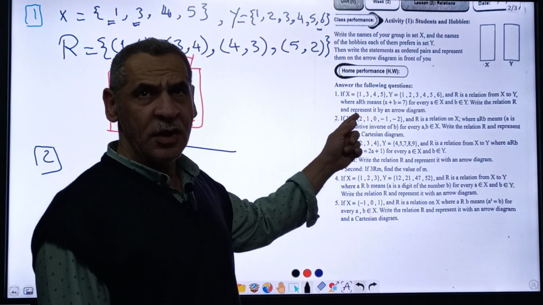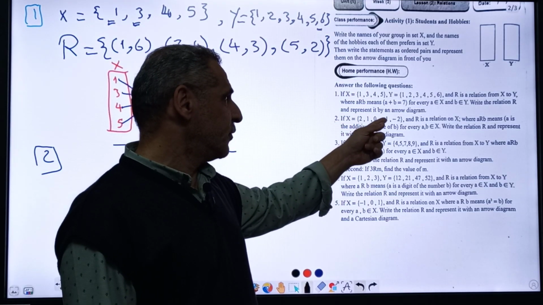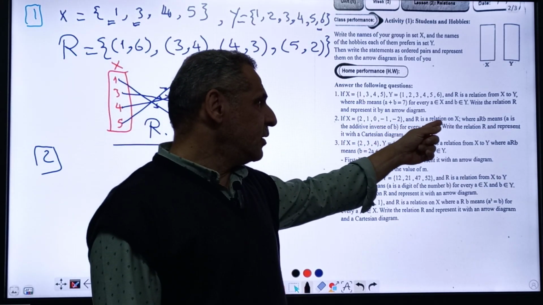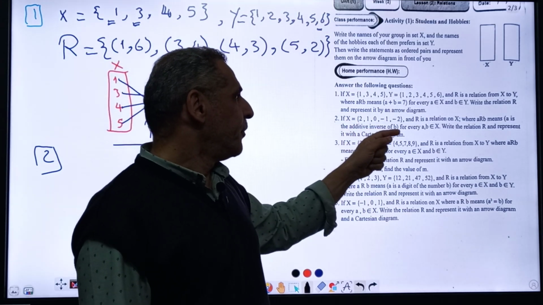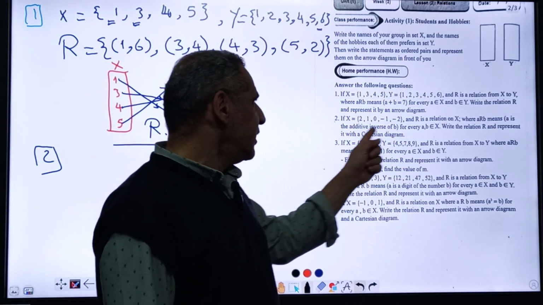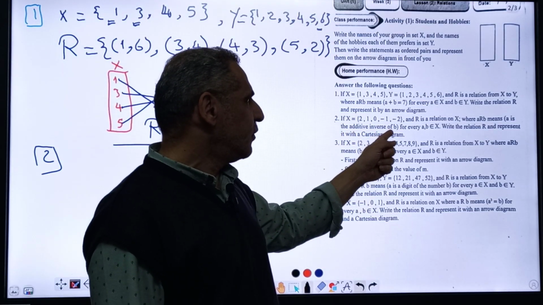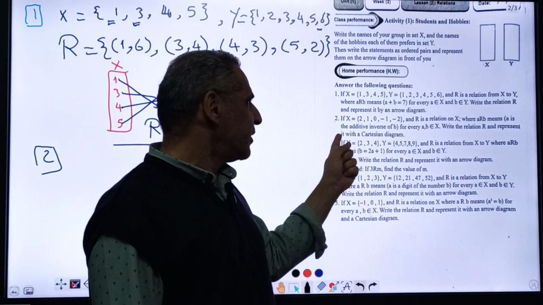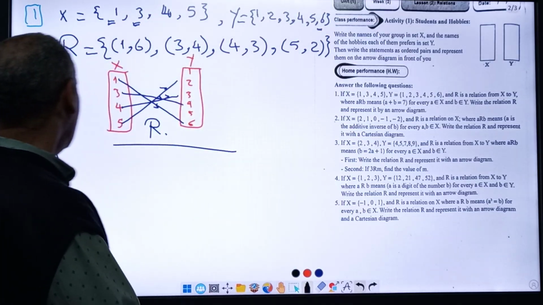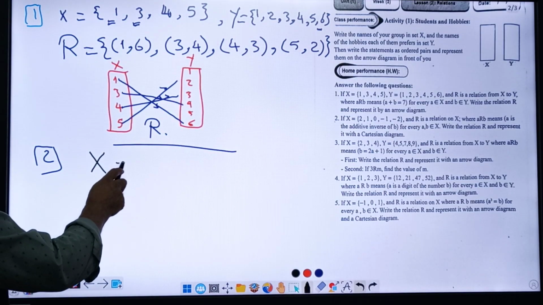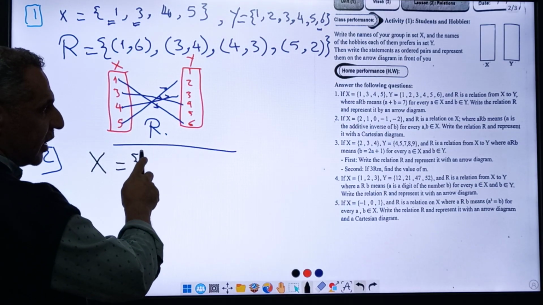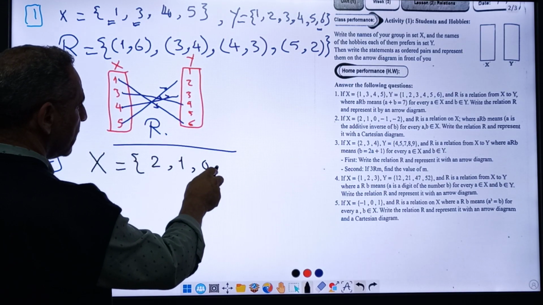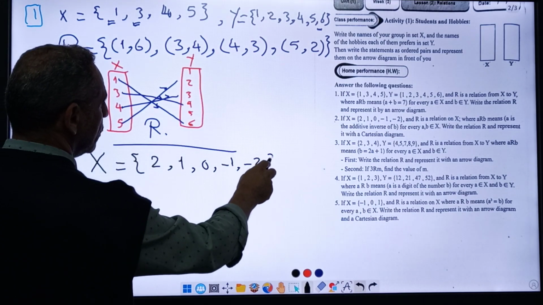If X equals the set of elements 2, 1, 0, negative 1 and negative 2, and R is a relation on X. What does relation on X mean? It means from X to X, where a R b means a is the additive inverse of b. For every a and b belonging to X, write the relation R and represent it with a Cartesian diagram. I have a relation on X, from X to X. X is the set of elements 2, 1, 0, negative 1 and negative 2.